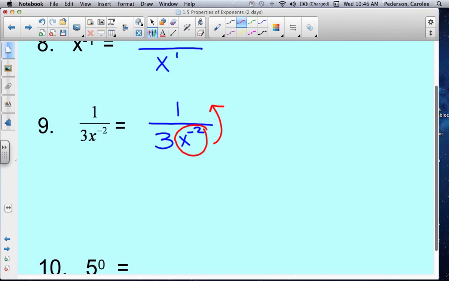Where students make mistakes is they want to bring that 3 up with it. It is not true. So it's 1 times x squared, and then the 3 stays underneath. So it is x squared over 3.